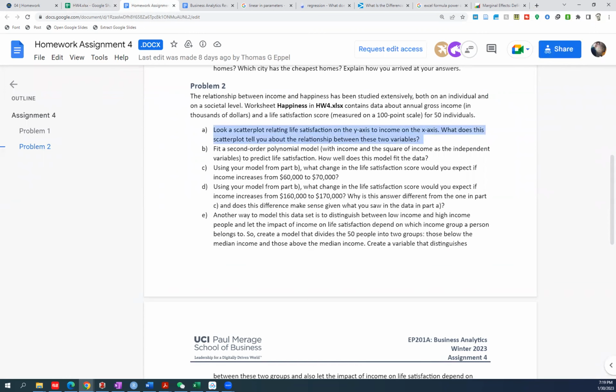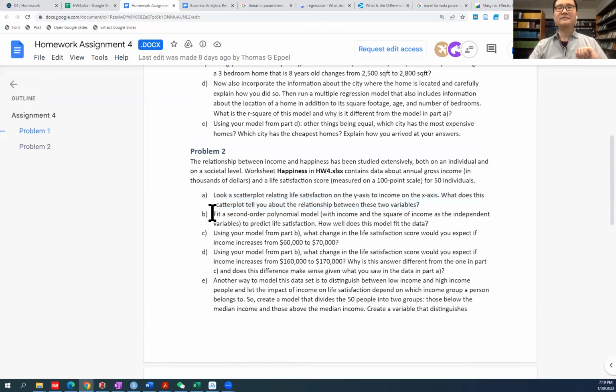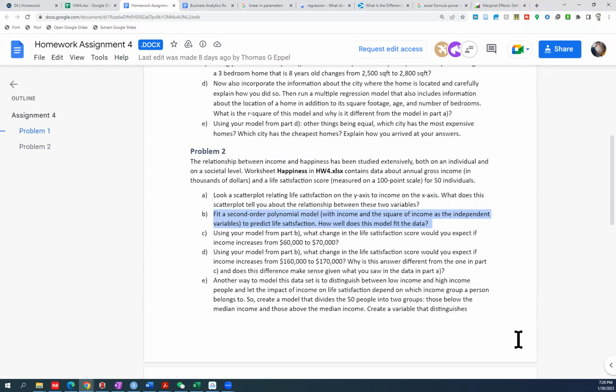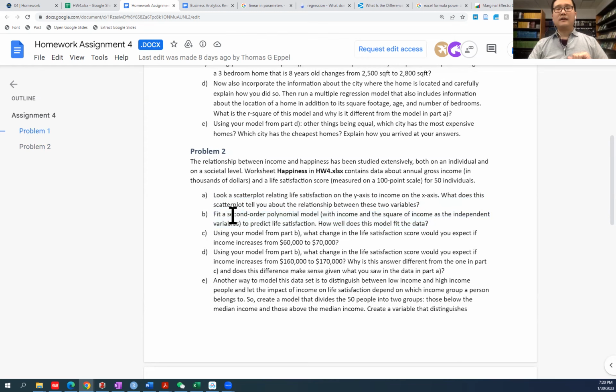So B, what is it asking? I still cannot get to the result. I'm not sure if I'm the only one. What is B asking for when it mentions to fit a second order polynomial model to predict life satisfaction? And also we need to address how well the model fits the data. Using what variables? Only the income? Yes, as it says here. Life satisfaction only?